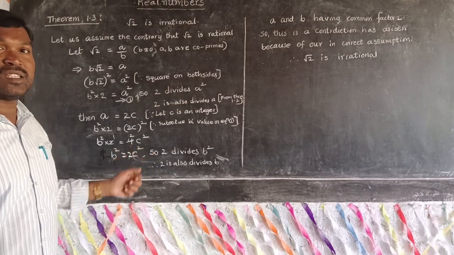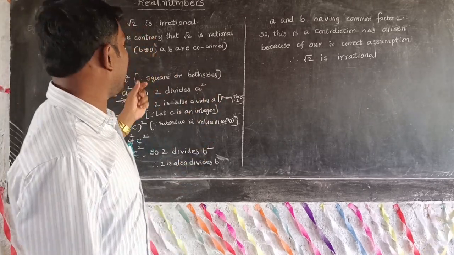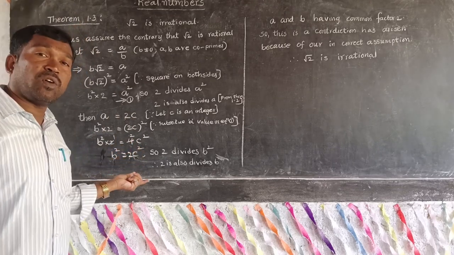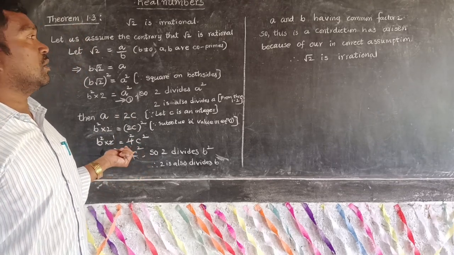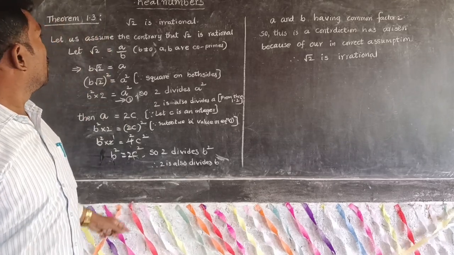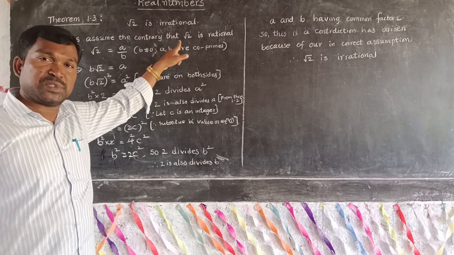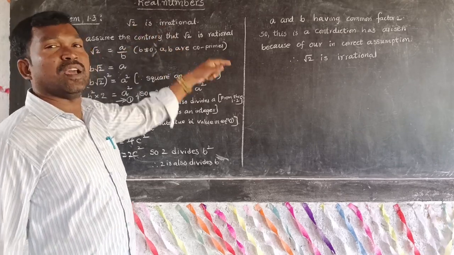So this is a contradiction to our assumption. This contradiction has arisen because of our incorrect assumption. That means our assumption is wrong. Our assumption was that root 2 is rational, so that assumption is wrong. So root 2 is irrational.